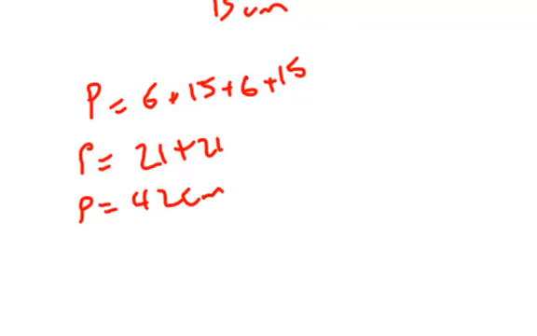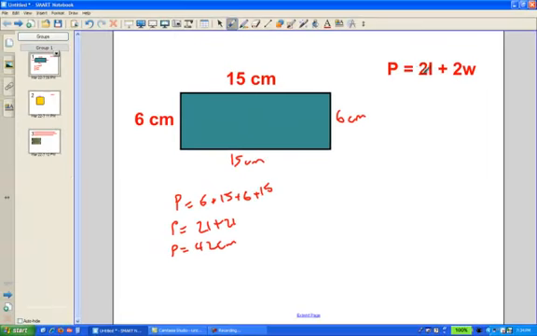And another way to do this problem, you can use the formula P equals 2L, L meaning the length, plus 2W, W being the width. So P equals 2 times the length, which here is 15, plus 2 times the width, which in this case is 6. We end up with 2 times 15 is 30, plus 2 times 6 is 12. So P equals 42 centimeters. And make sure you always include those units. Those are important to have.